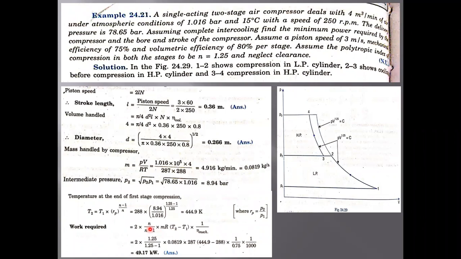Okay, since we don't know the v1 value, we are going to use mR(T2 minus T1). From that, multiplying by 1 by mechanical efficiency will give us the work required here. So 2 into n by n minus 1 into mR of (T2 minus T1) into 1 by mechanical efficiency will give us the work required here.